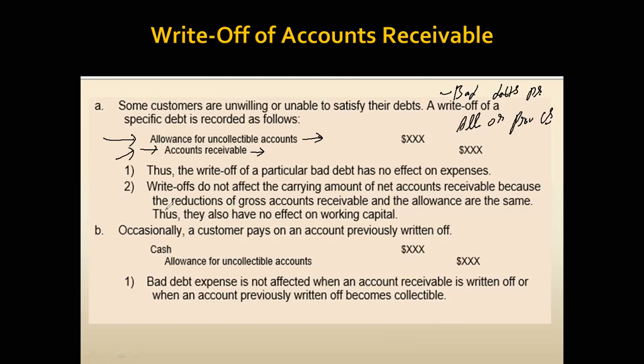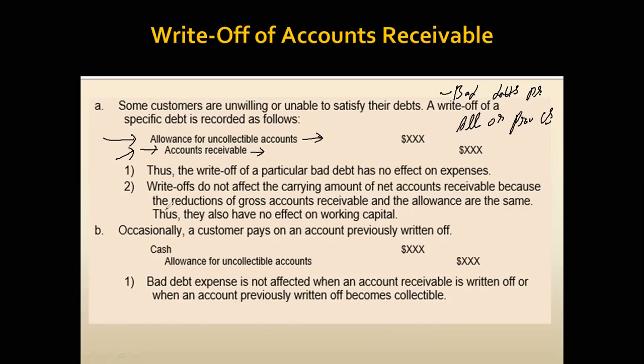Write-offs do not affect the carrying amount of net account receivable, because the gross account receivable and the allowance are both reduced by the same amount. So they also have no effect on working capital. This important point you have to keep in mind: as both are reducing by the same amount, there is no impact on working capital.